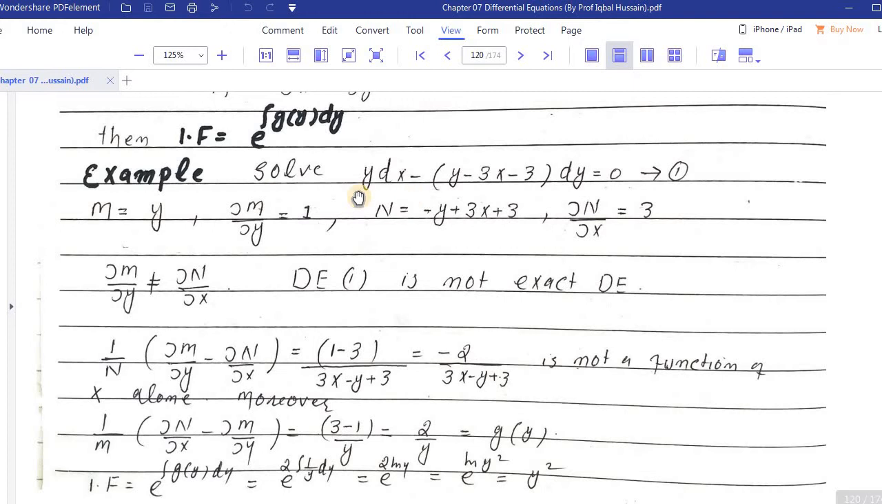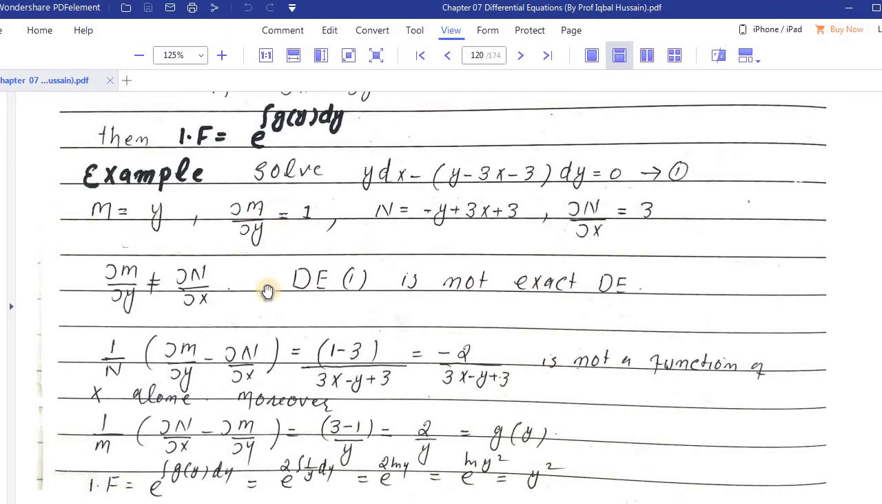Here we have an example: y dx minus (y minus 3x minus 3) dy is equal to 0. This is a differential equation. M is equal to y, and del M over del y is equal to 1. Similarly, this part is equal to N, and del N over del x will be equal to 3. To differentiate N with respect to x, we treat y as constant, so the derivative of y with respect to x will be 0, the derivative of 3 will be 0, and the derivative of 3x with respect to x will be 3. Similarly, the derivative of M with respect to y will be 1.